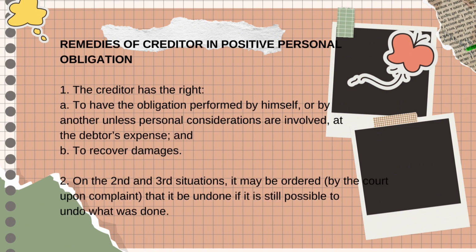Next, Article 1167. If a person obliged to do something fails to do it, the same shall be executed at his cost. This same rule shall be observed if he does it in contravention of the tenor of the obligation. Furthermore, it may be decreed that what has been poorly done be undone. Okay. Paano ba to?